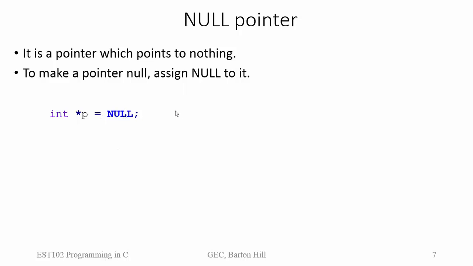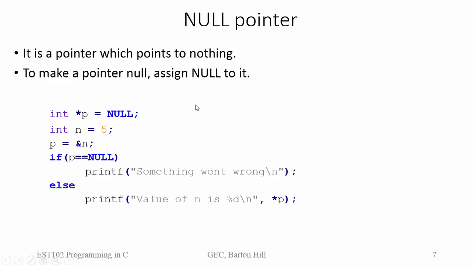Okay, now we will see one program or one example to see the use of this null pointer. Okay, so now here we have initialized pointer p with NULL, and then we have initialized n with the value 5. Then we are writing the statement p = &n, which means that we are assigning the address of n to p.